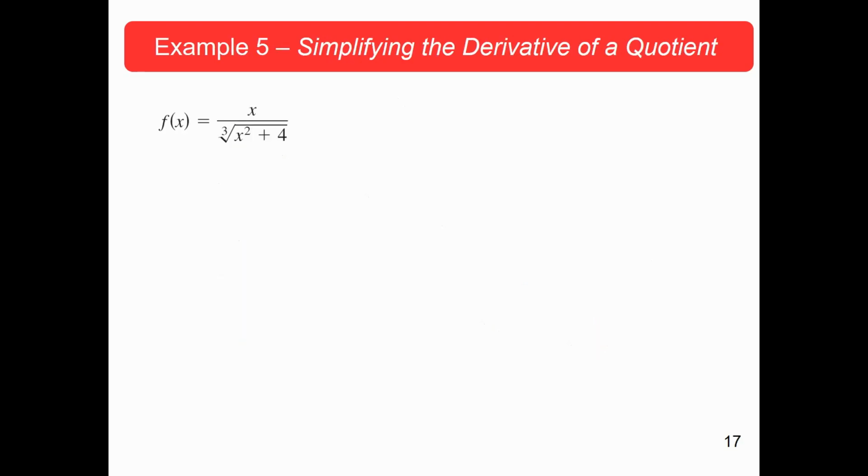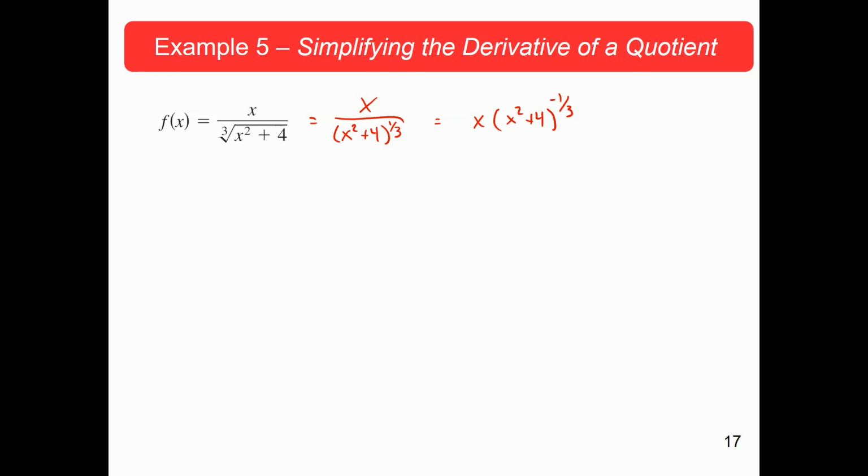Here we've got a quotient, but notice that we've got this general power rule inside of our quotient. So we're going to rewrite this as x over x squared plus 4 to the 1/3. I'm going to show you another trick. This is a quotient. We know we can do low D high minus high D low over low low. But I can also rewrite it as this, right? Bringing the 1/3 up and making it negative.